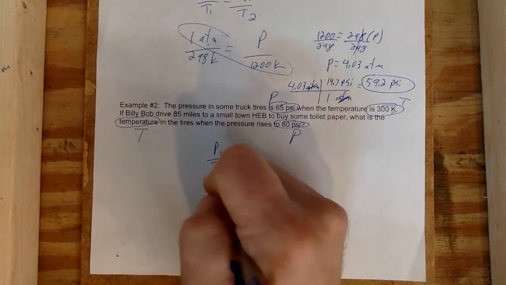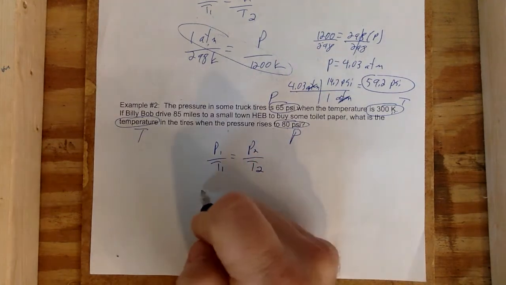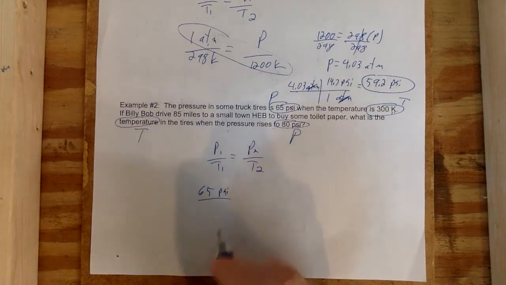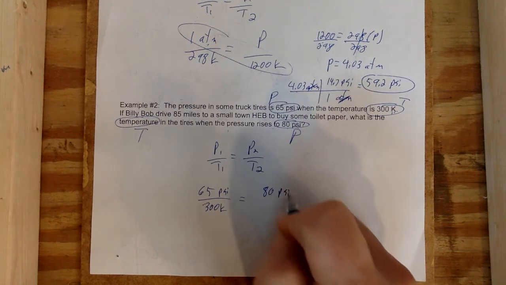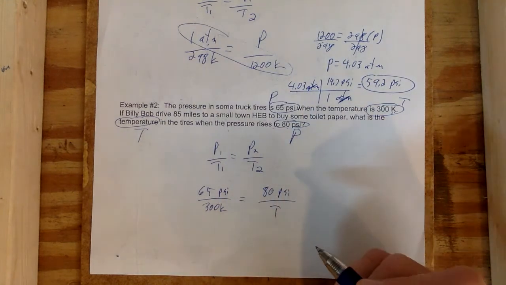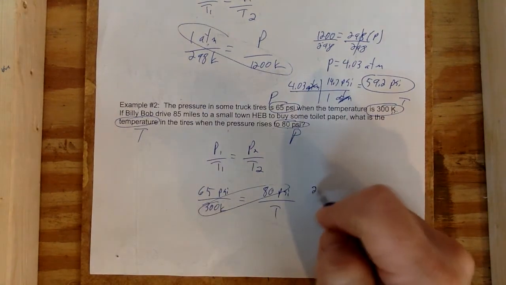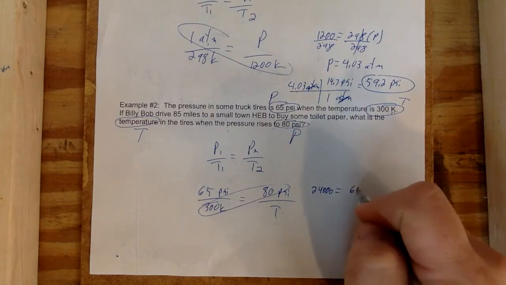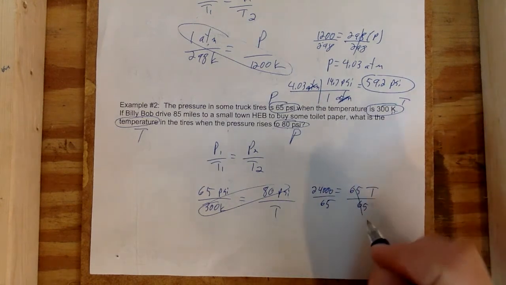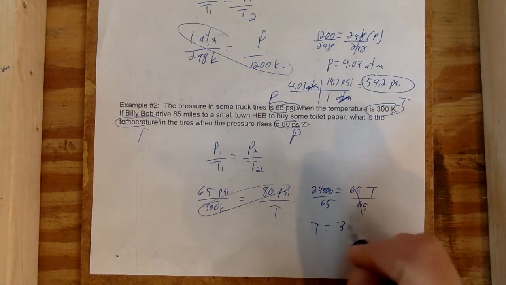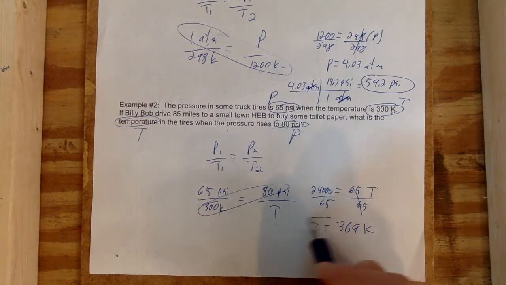So my formula, P1 over T1 equals P2 over T2. And now all I do is plug and chug. 65 psi over 300 Kelvin equals 80 psi over, we don't know the temperature. So again, cross multiply, 300 times 80. That's going to give me an answer of 24,000 equals 65 times T. Divide both sides by 65. And temperature comes out to be around 369 Kelvin because our first temperature was in Kelvin.